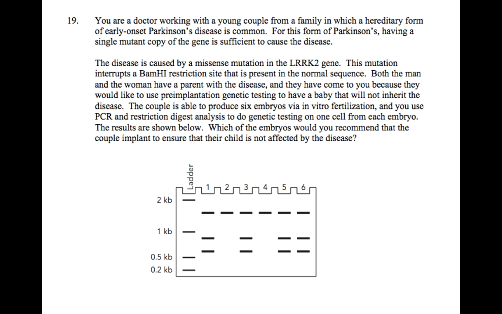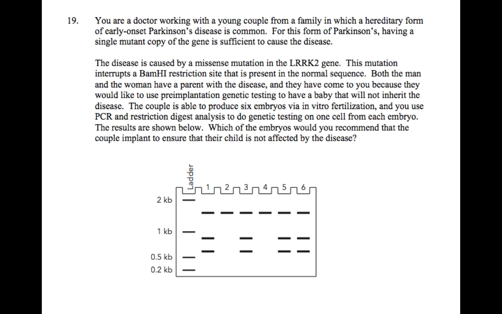Both the man and the woman have a parent with the disease, and they have come to you because they would like to use preimplantation genetic testing to have a baby that will not inherit the disease. The couple is able to produce 6 embryos via in vitro fertilization, and you use PCR and restriction digest analysis to do genetic testing on one cell from each embryo. The results are shown below. Which of the embryos would you recommend that the couple implant to ensure that their child is not affected by the disease? It then shows an image of a gel showing banding patterns for each of the 6 embryos.